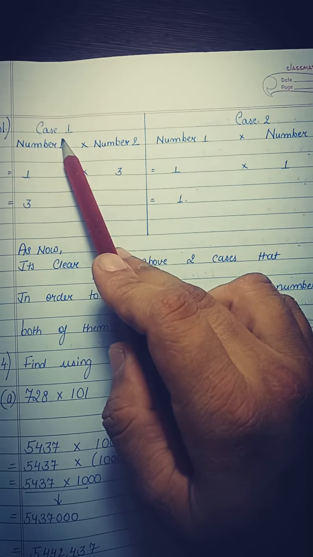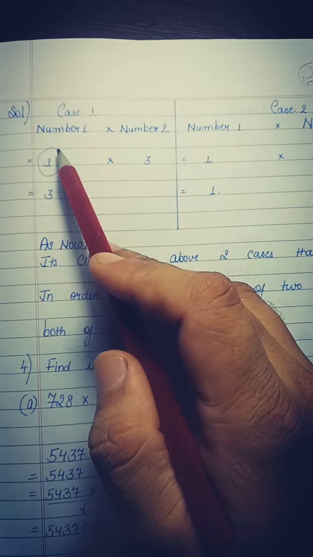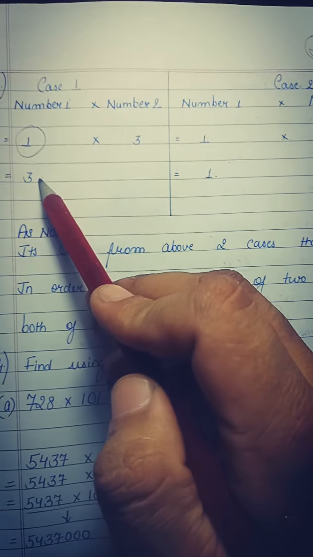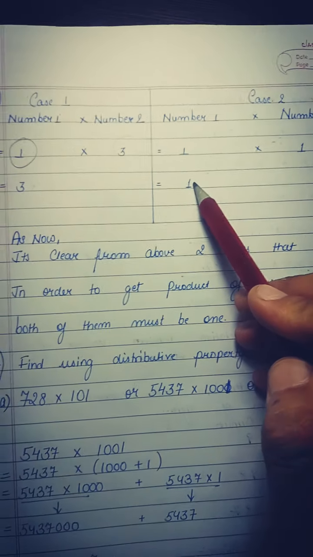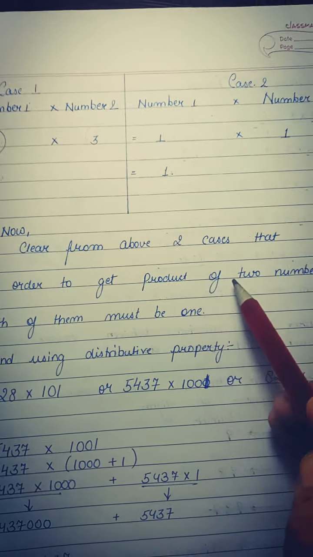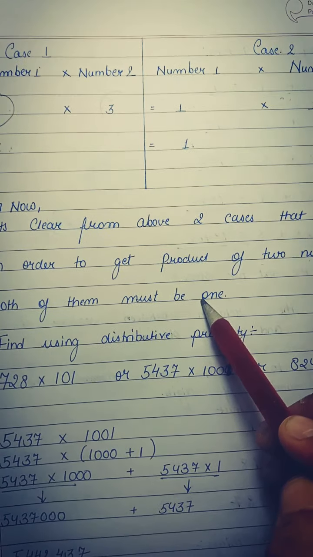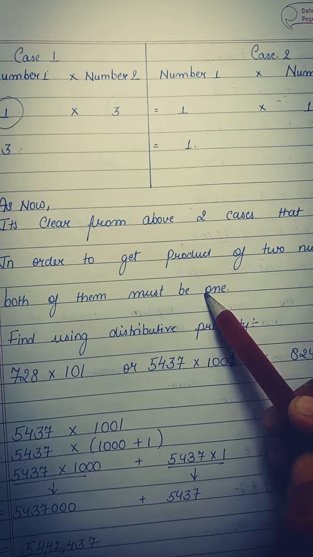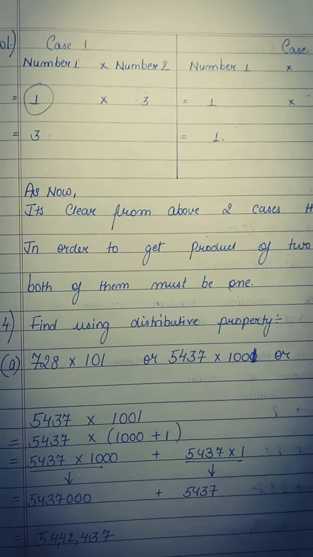Case number 1: take two numbers in which at least one of them is 1. So 1 into another number, it can be any number. We'll take 3 over here: 1 times 3 gives 3. Now take two numbers where both of them are 1: 1 times 1 gives 1. And this clearly justifies, from the above two cases, that in order to get the product of two numbers as 1, both of them must be 1. If only one number is 1, you will never obtain 1 as the output. To obtain 1 as output, both of the values used for the product must be 1.